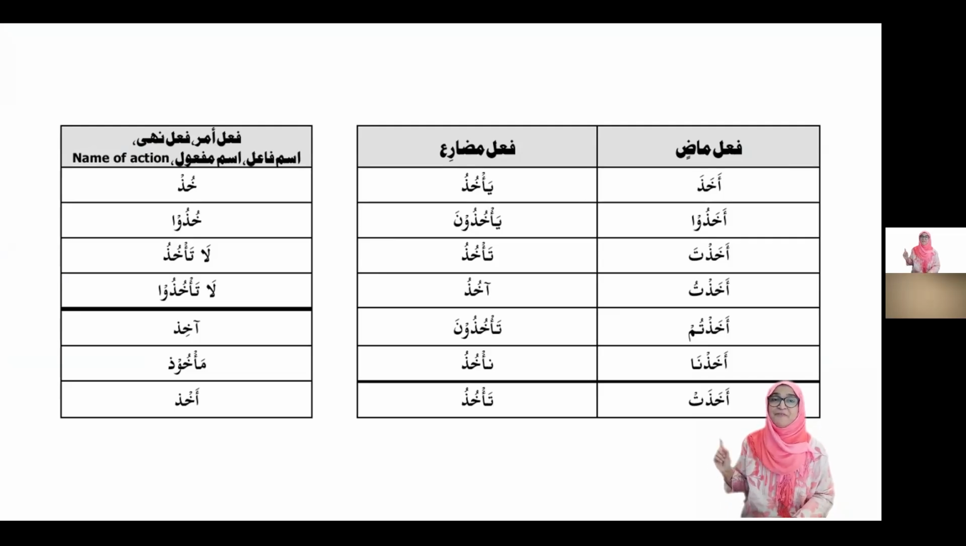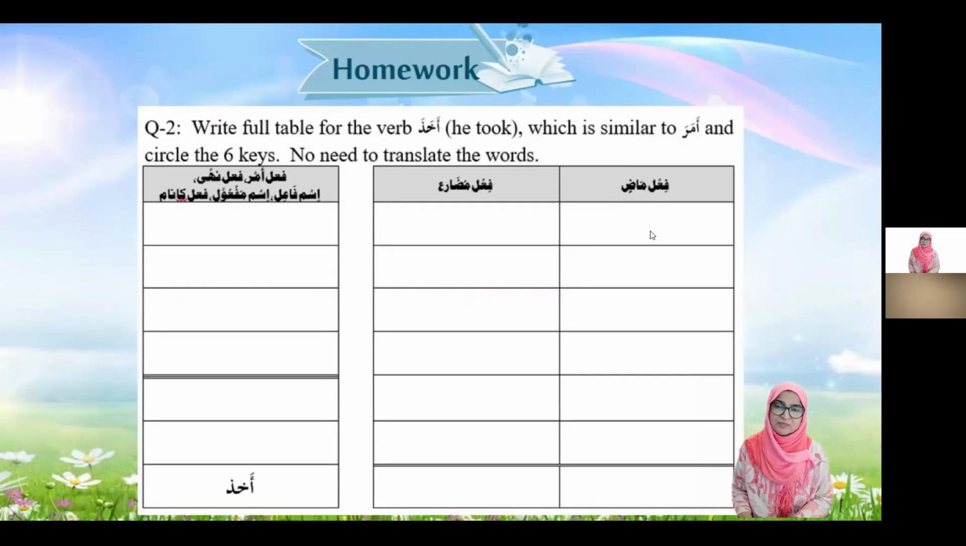Okay. Can you do it without seeing? Do you think you can do this table without looking? أخذ، أخذوا، أخذت، أخذتم، أخذنا. And then, can you tell me what is this? أخذت. Yes, أخذت. Correct.